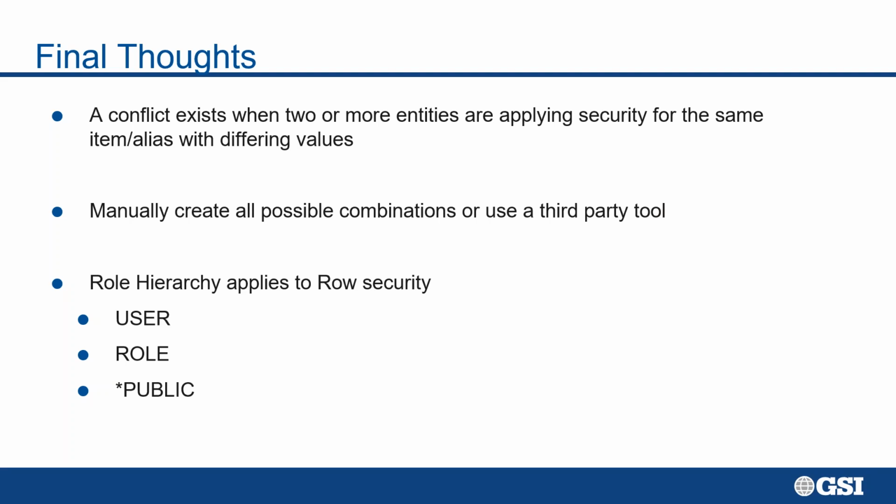The only time you would have a potential for a couple of layers is when you go the denial route, because you're denying all at star public and then you're granting back the yeses.